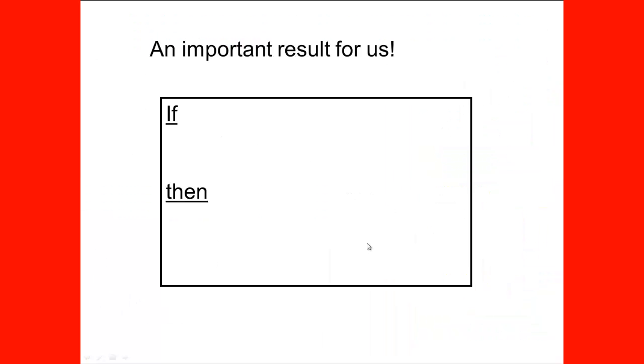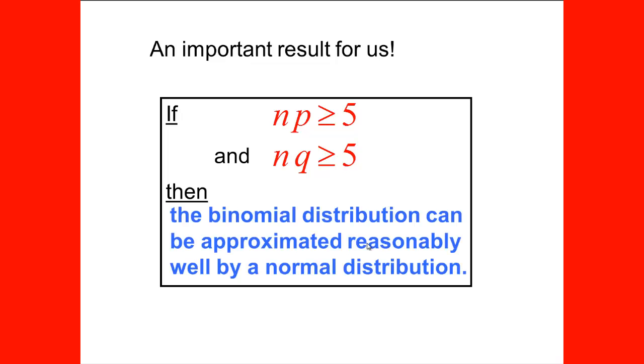So an important result for us is that both N times P and N times Q have to be greater than or equal to 5. If that is true, then the binomial distribution can be approximated reasonably well by a normal distribution. That is our check. We multiply N times P and N times Q, and if those products are both greater than or equal to 5, then we know that we can approximate our binomial distribution with the normal distribution.